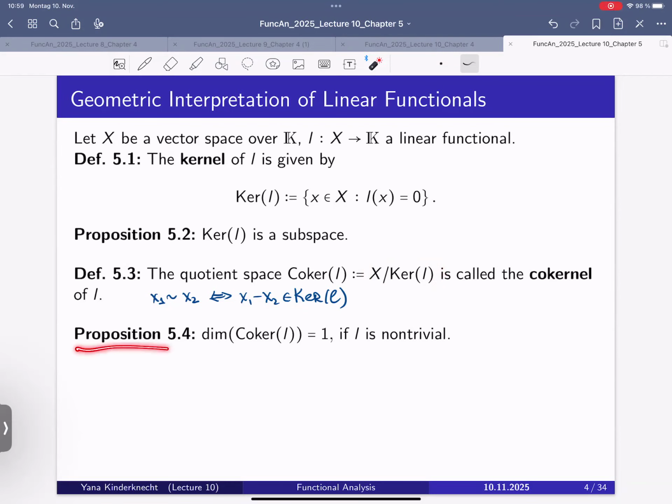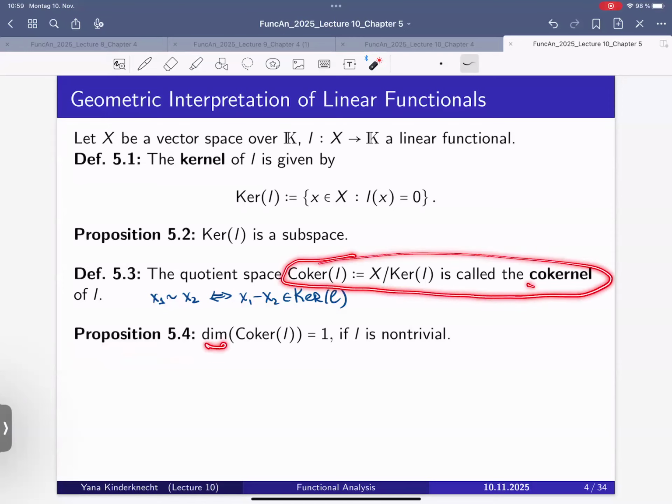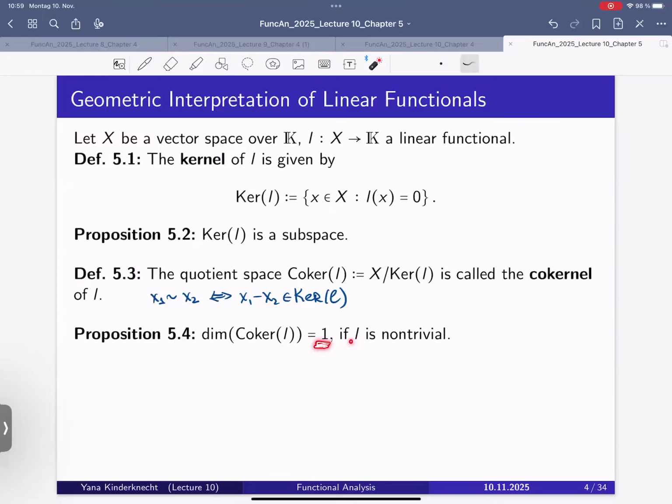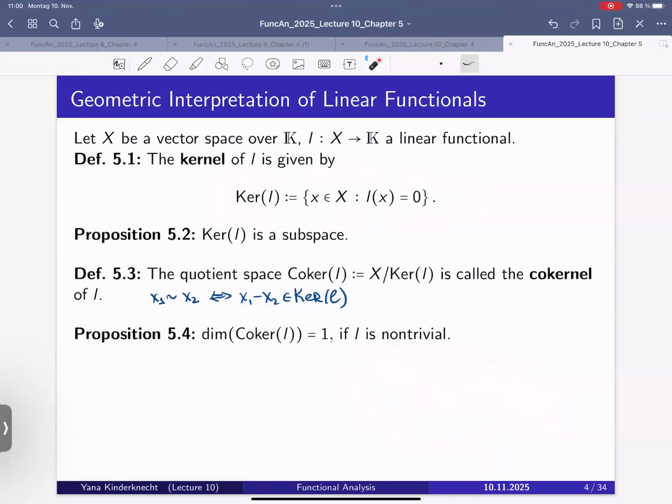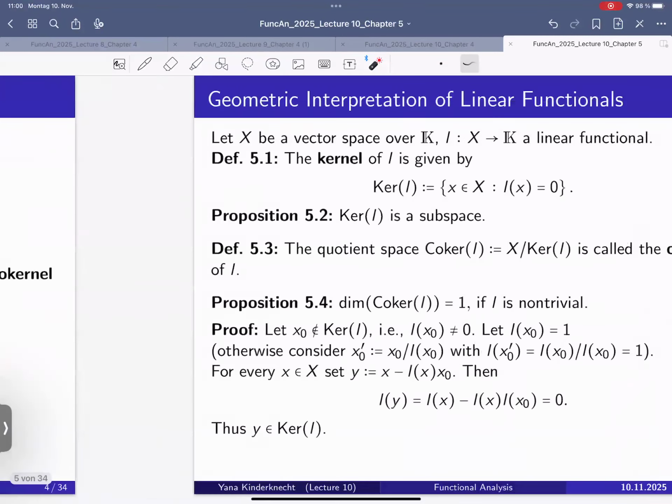So proposition: the dimension of this quotient space, the co-kernel of L, is exactly 1 if L is non-trivial. What does it mean that L is non-trivial? L is not identically 0, because if L is identically 0, then the whole space is just its kernel. In all other cases, if L is not identically 0, then this co-kernel has dimension 1. So let us prove it.